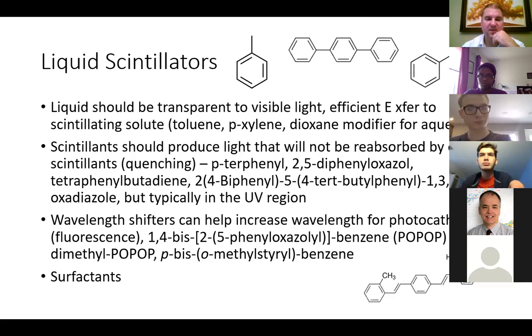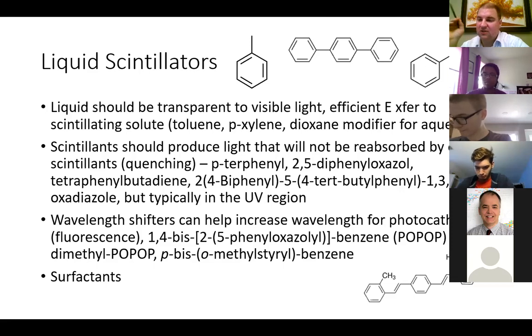The scintillants themselves should produce light that's not reabsorbed by other scintillants, which would be quenching. So remember, if you emit a photon and something else can absorb it at that same energy, that's a bad thing. So there are wavelength shifters that can help with this. Wavelength shifters are also used to increase the wavelength, i.e. decrease the frequency, so that the photons interact more efficiently at the photocathode. We have all the different kinds of molecules that act as scintillants or as wavelength shifters.